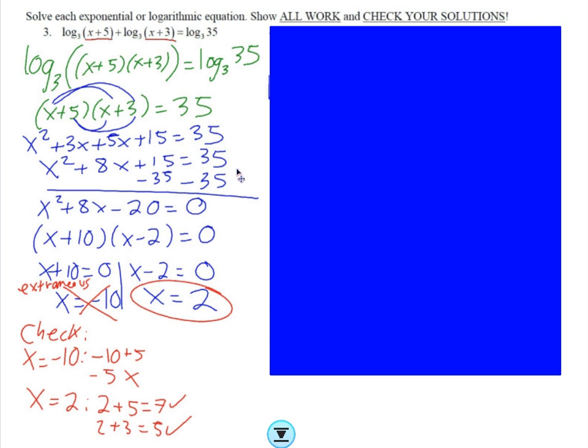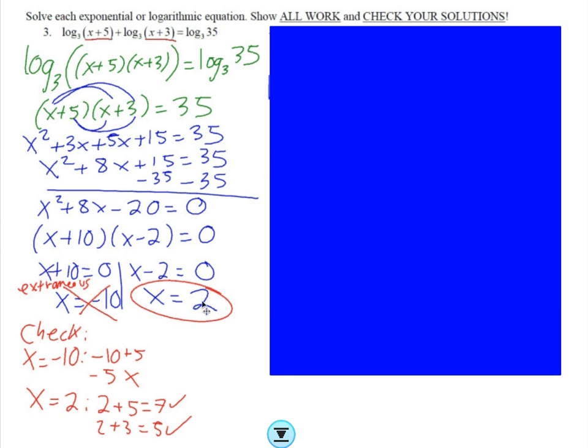You can't factor unless you have everything on one side and 0 on the other, so I subtract 35 from each side, and I get x squared plus 8x minus 20 is equal to 0, which I then factored into x plus 10 and x minus 2 equals 0. I set each of those factors equal to 0 and solved for x, and I got x equals negative 10 and x equals positive 2. Then I need to check.